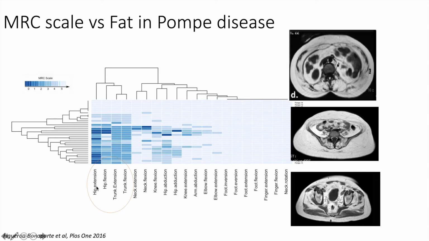So, for example, hip extension depends on the gluteal muscle. Hip flexion depends on psoas. Trunk extension depends on paraspinal muscles. Trunk flexion depends on abdominal muscles. So the muscles that were weaker were those that were more replaced by fat on the MRI.